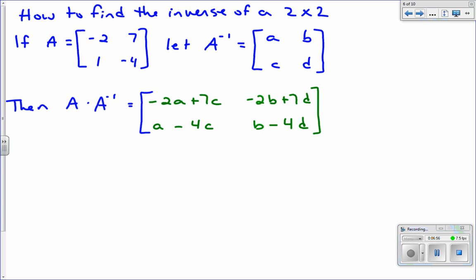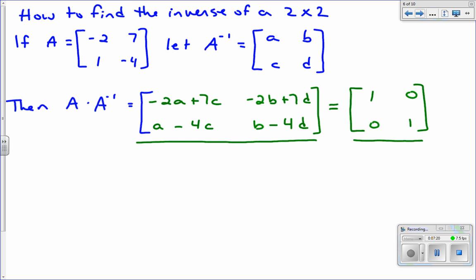So there's the result of multiplying those two. But I also know that if I multiply A by A inverse, that equals the identity matrix, so that's equal to 1, 0, 0, 1, if A's inverse is the inverse of matrix A. So now I have this matrix with 4 variables and this matrix with 4 values. I can actually now set up a system of equations, or a couple of systems of equations.